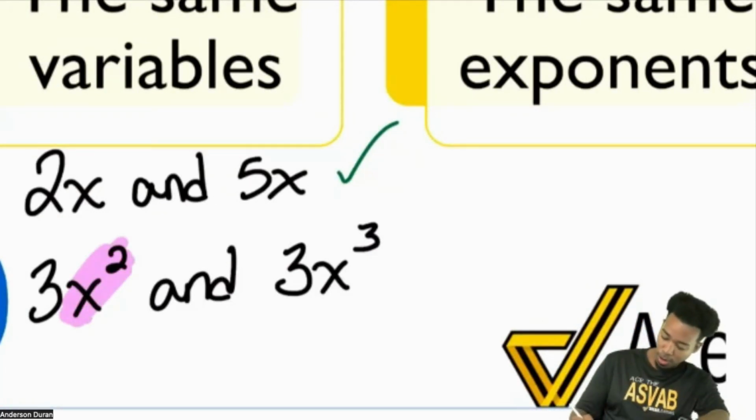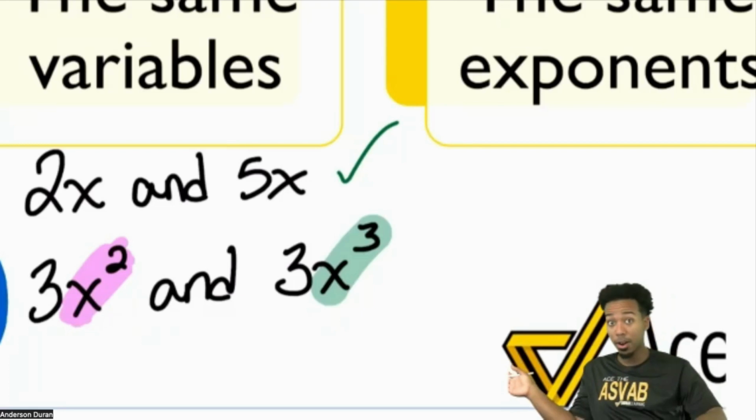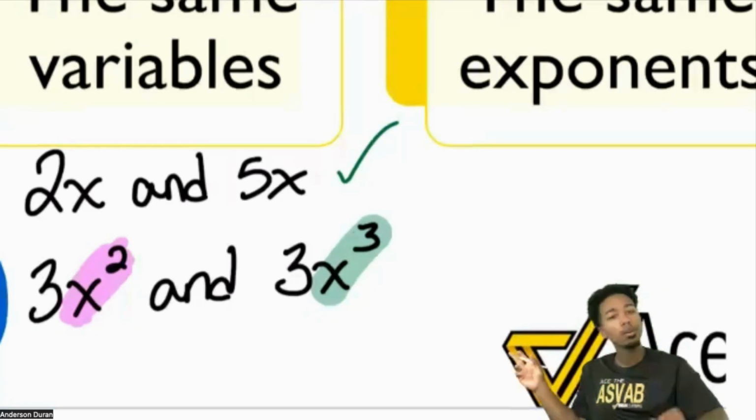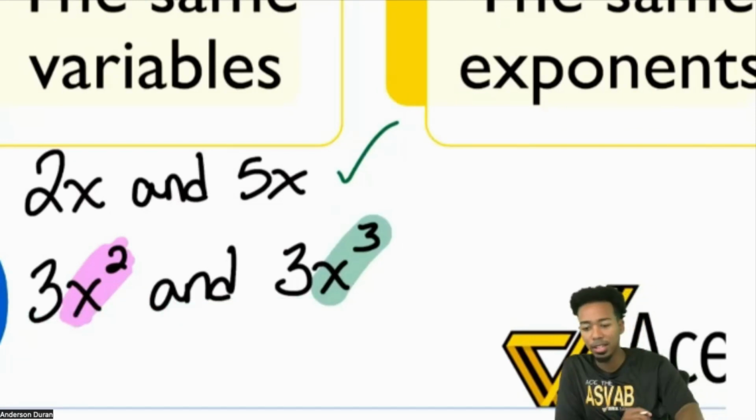We got x squared up there, x cubed right there. Not the same exponent. We have the same variable, same letter, same x, but we don't have the same exponent. And so because of that, you can't combine these. You cannot combine those. Just want to be very clear about that.